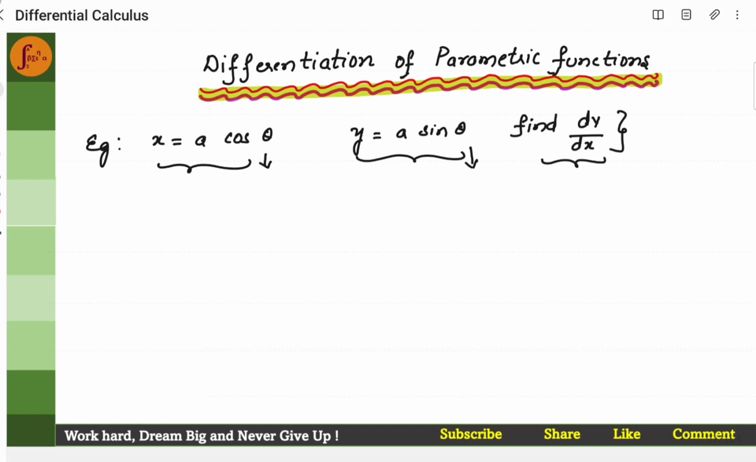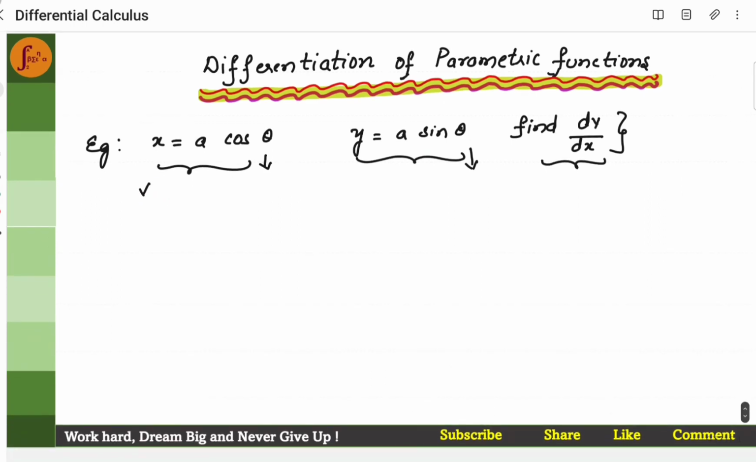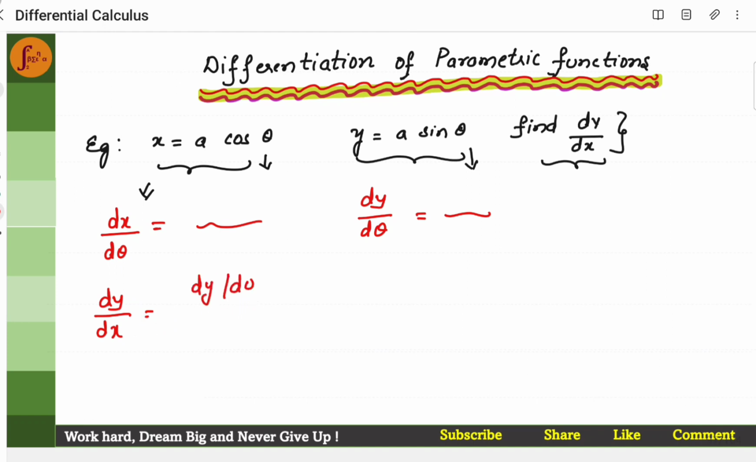So what we do here is we'll differentiate this separately. We'll say dx by, differentiate with respect to what? Theta. So we'll differentiate this with respect to theta. This one also we'll differentiate with respect to theta. Say we get something here. Then we'll find dy by dx. How? dy by dx would be dy by d theta divided by dx by d theta. That is, I'll take this one and divide by this one.